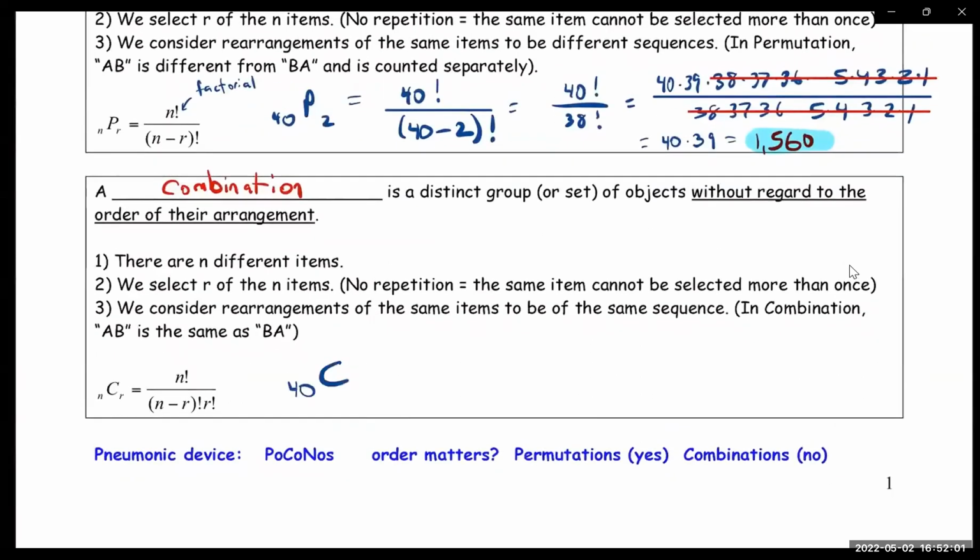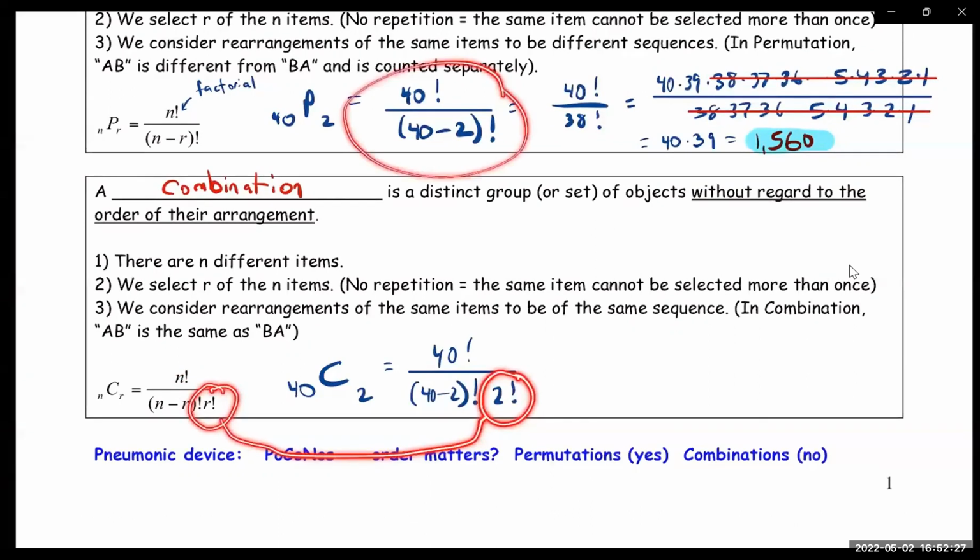40 choose 2. So we can do the same thing on the calculator. Let's just plug in the numbers. 40 is your n and r is 2. So 40 over (40 minus 2) factorial times 2 factorial. So the only difference is this. Otherwise, it's the same as the previous problem.